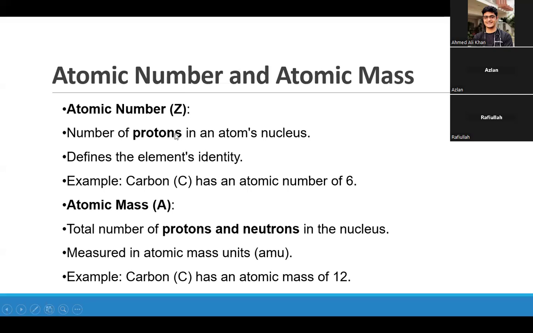Often in the older periodic tables, Z equals a number was written for atomic number, and A equals a number was written for atomic mass, like this. So that doesn't really matter. It's just a symbol.